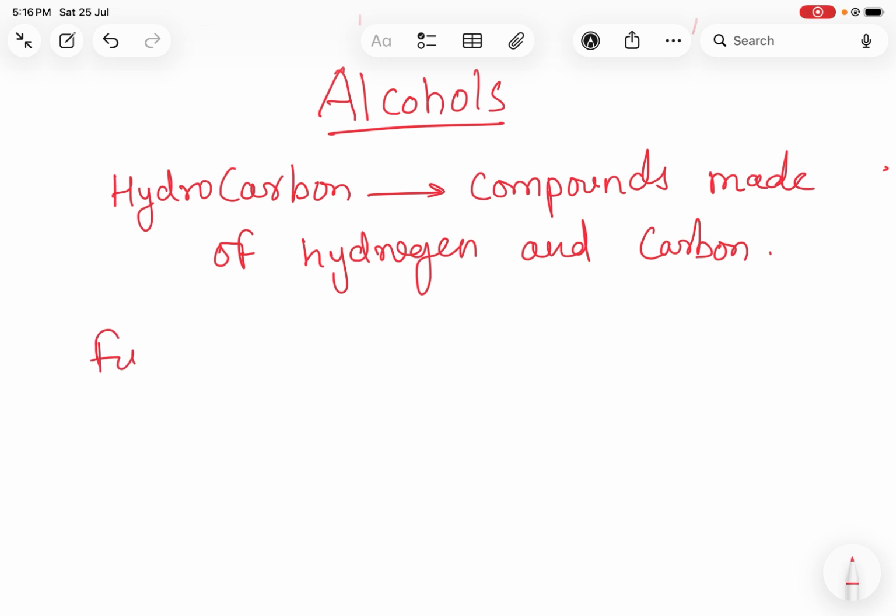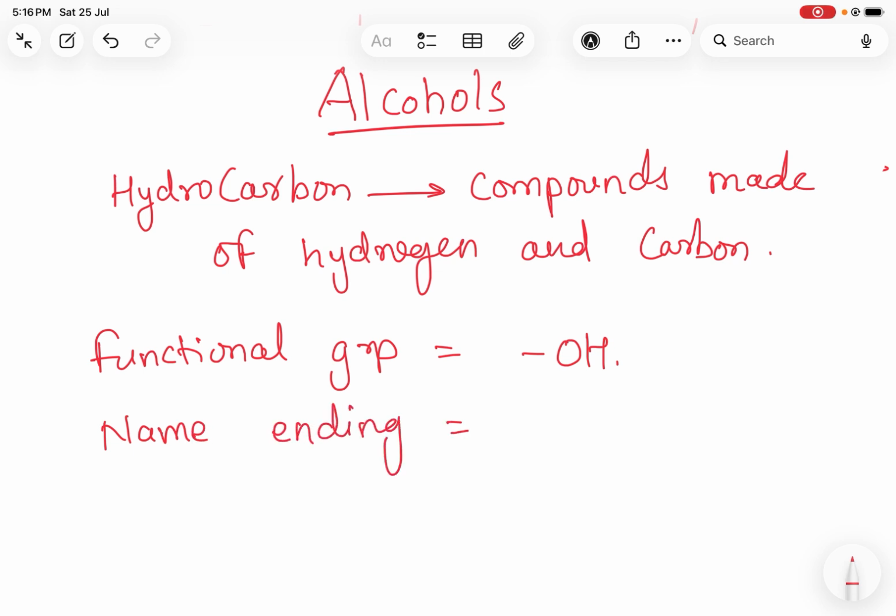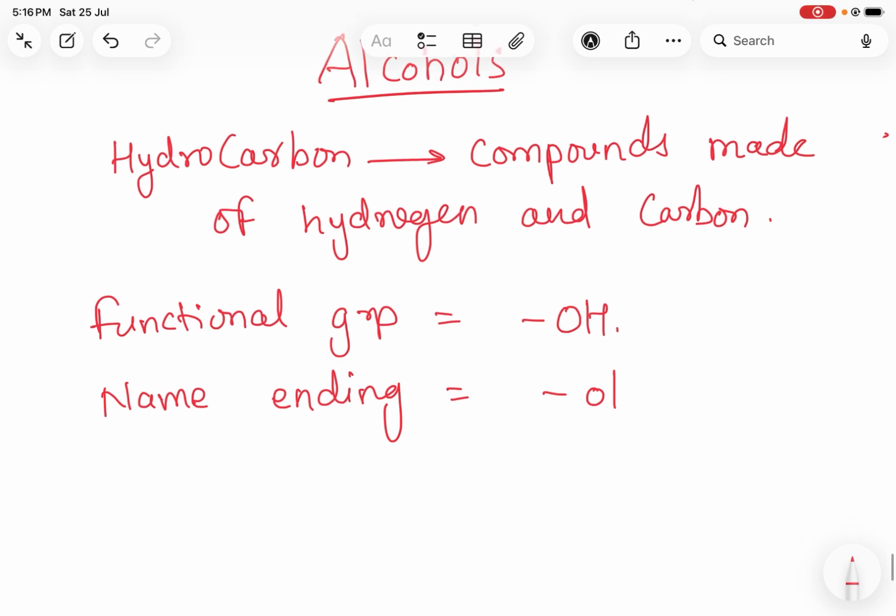So, the functional group of alcohol is OH, the hydroxy group. Okay, the name ending of alcohols is OL. The last two letters of alcohol, that is OL.